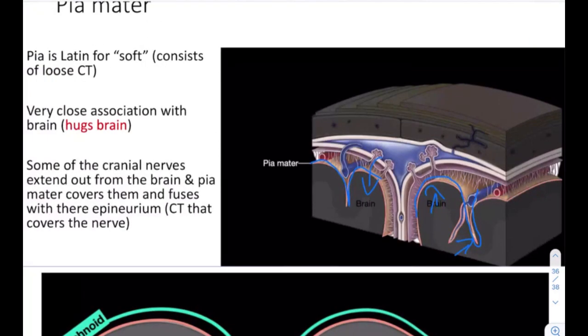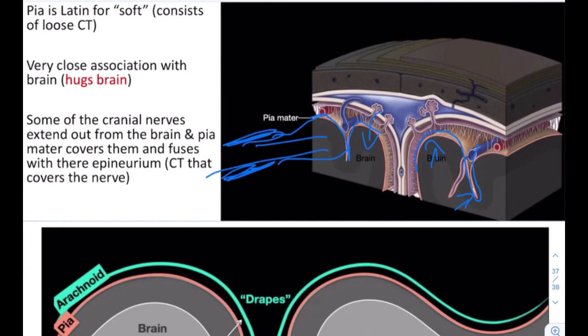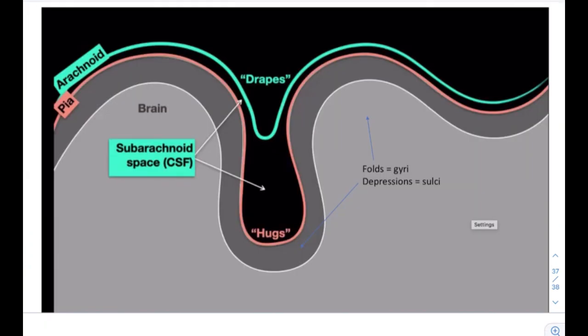And some of the cranial nerves extend out from the brain, and they're covered by the pia mater. Okay, it fuses with the epineurium. Epineurium is basically connective tissue that covers the nerve. So there's another picture just illustrating it. The pia mater hugs the brain. Okay, it's very, very closely associated. These are the gyri of the brain, and these are the sulci of the brain, which are depressions. You can see the arachnoid right here, and below it is the subarachnoid space.